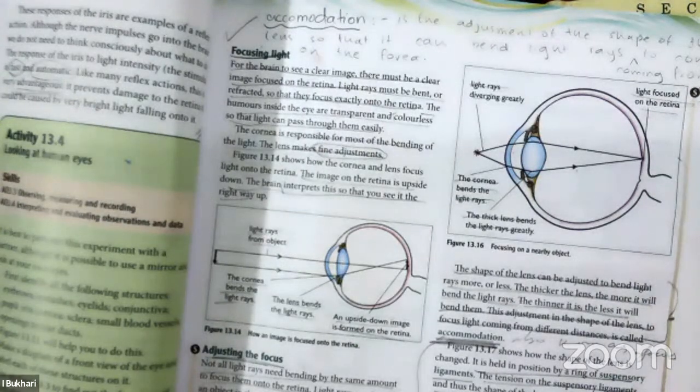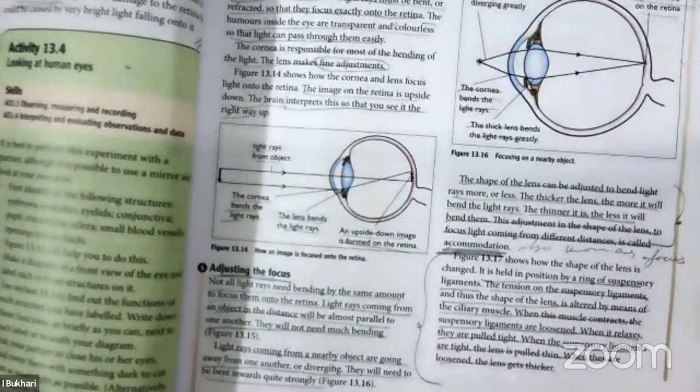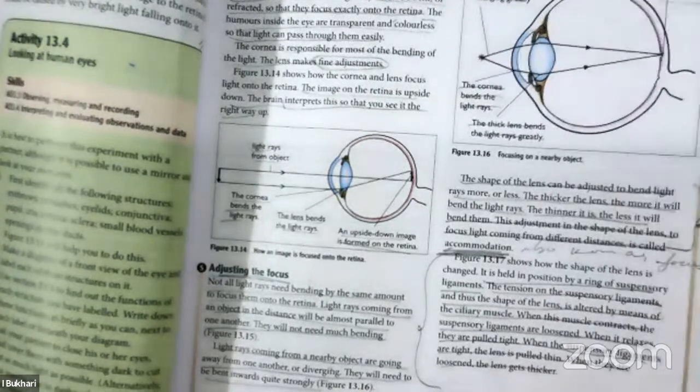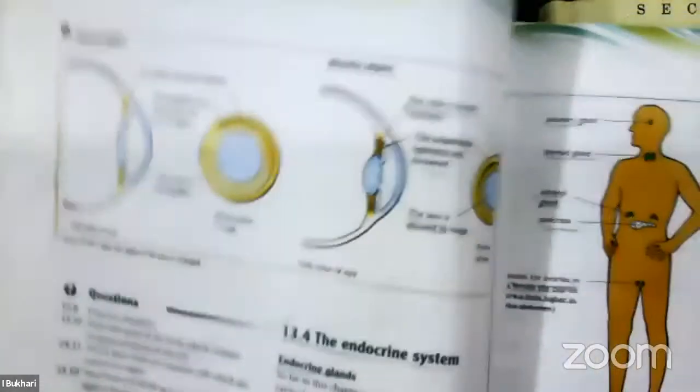This is called accommodation, the difference in light which is coming from a distant object or nearby object, and your lens is responding accordingly. That is called accommodation. Okay. And this accommodation, they are saying, is done by the suspensory ligaments that you have. So I think they have shown it in the next figure here. In this figure, it is very nicely explained. Okay.